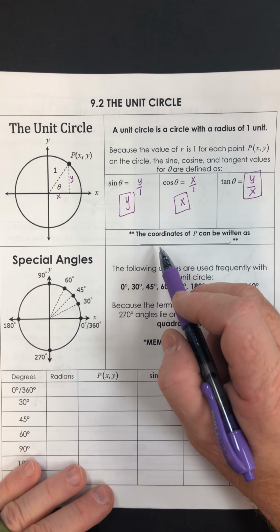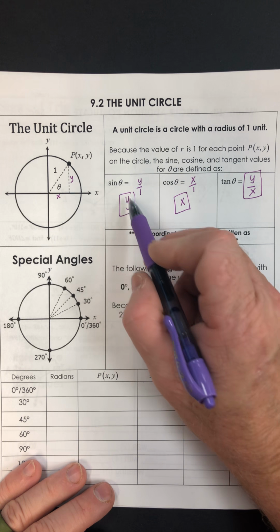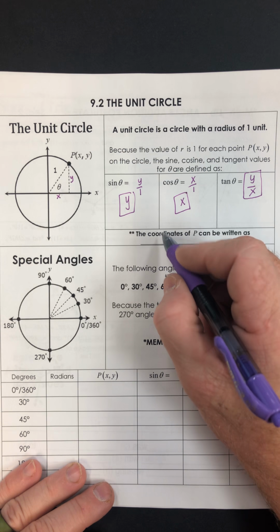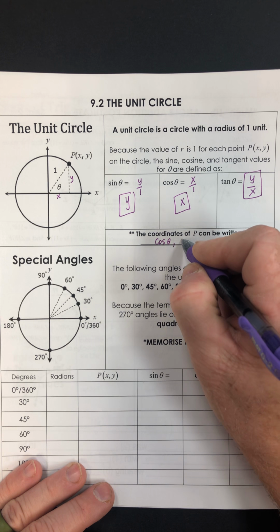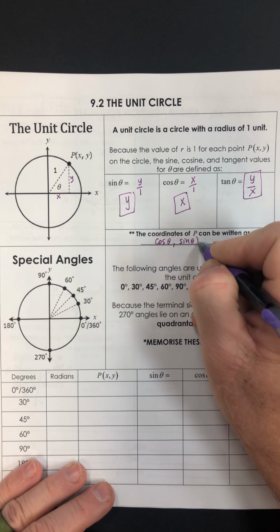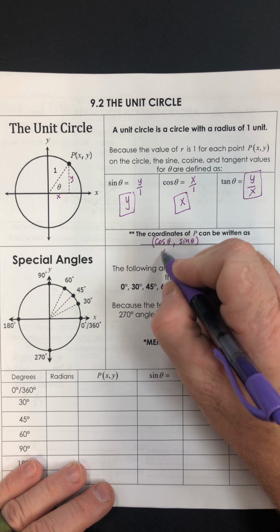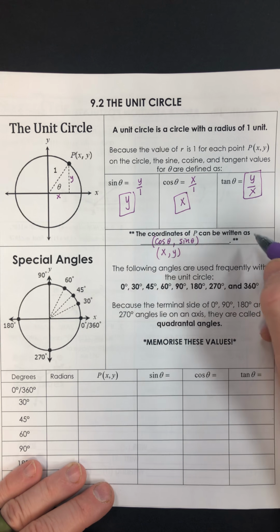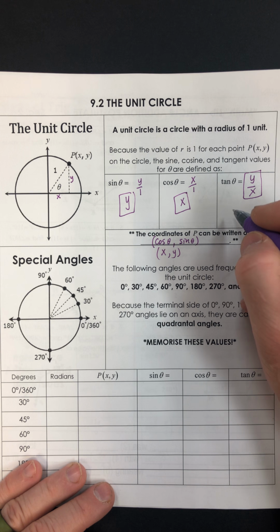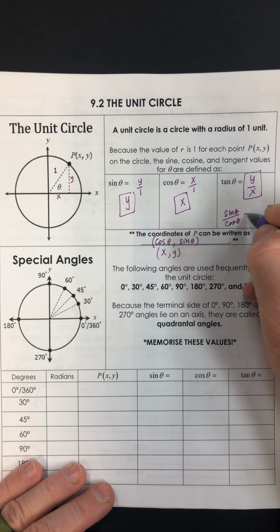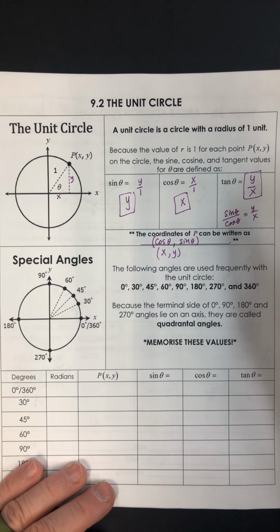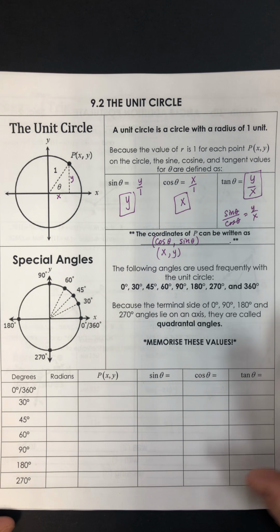Now the coordinates, if you're going to write down the coordinates, if sine is y and cosine is x, you could say then we have a coordinate point of cosine, sine when you find out those coordinate points, which is the x and the y. So technically also the tangent is the sine over the cosine. Other information. Okay.